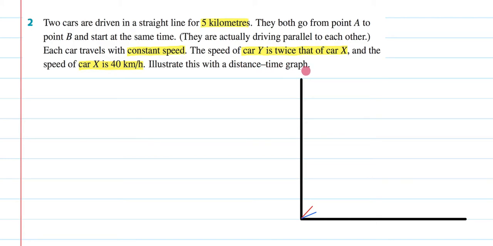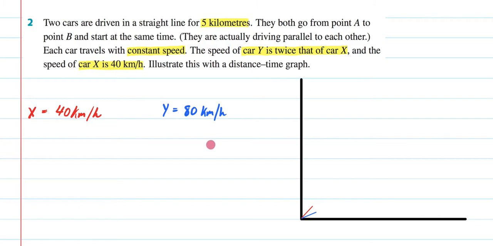So before we launch into this, let's just figure out a few things. The first of which is we know that the speed of car X is going to be 40 kilometers per hour. Since car Y travels at twice the speed, we can say that Y is going to be 80 kilometers an hour. Nothing too tricky there at all.